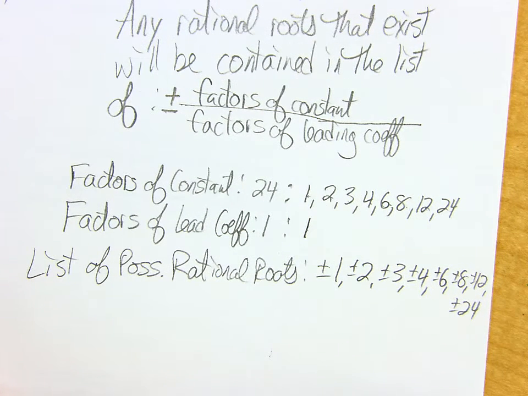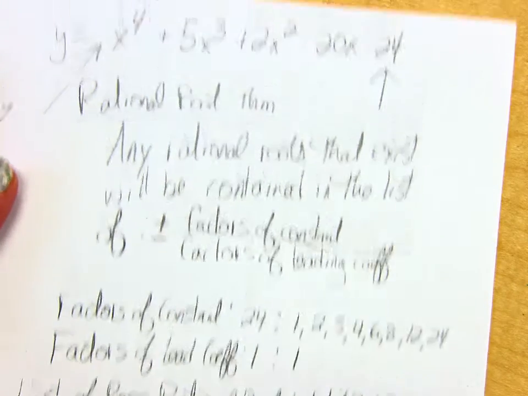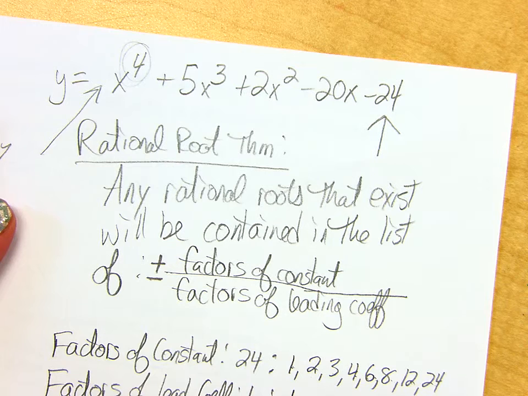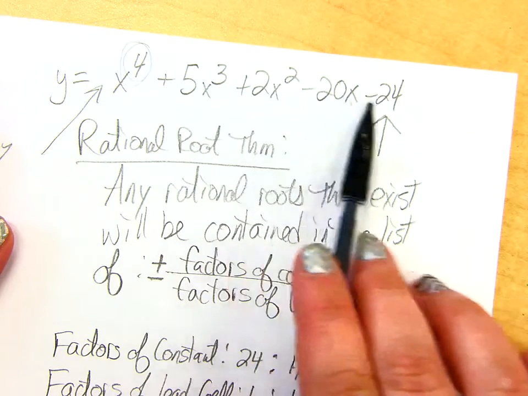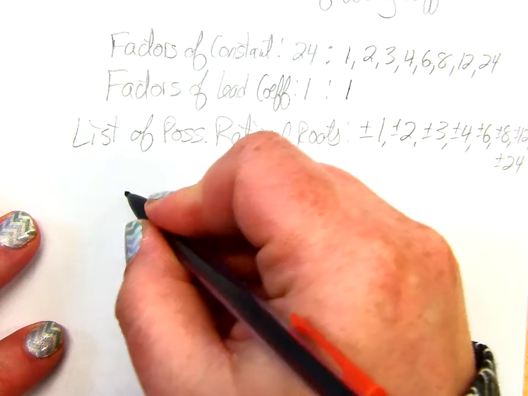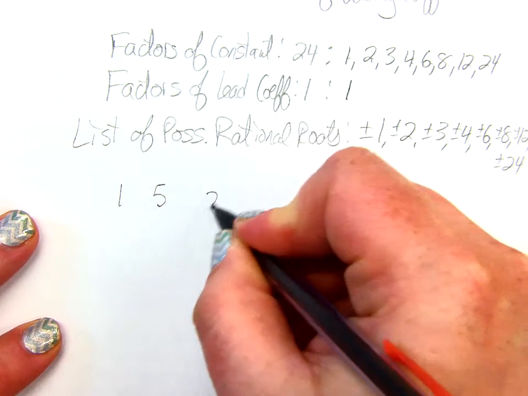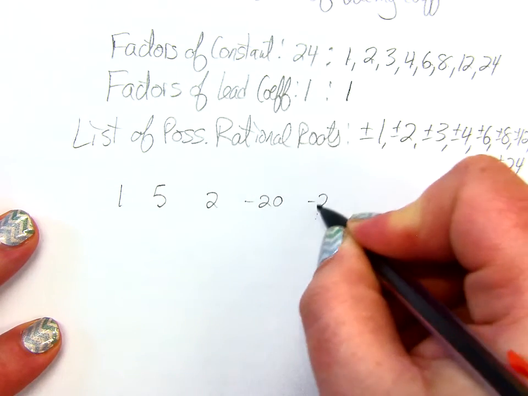So let's start ourselves off. If I go back to the original, I'm going to drop down all my coefficients. Do I need any 0 placeholders? If this is my original, do I need any 0 placeholders? No, I don't. So let's drop down those coefficients: 1, 5, 2, negative 20, negative 24.